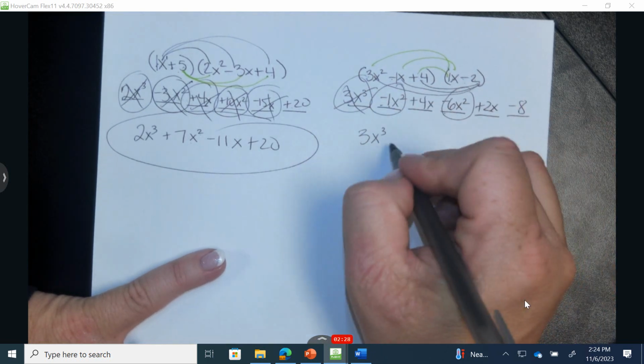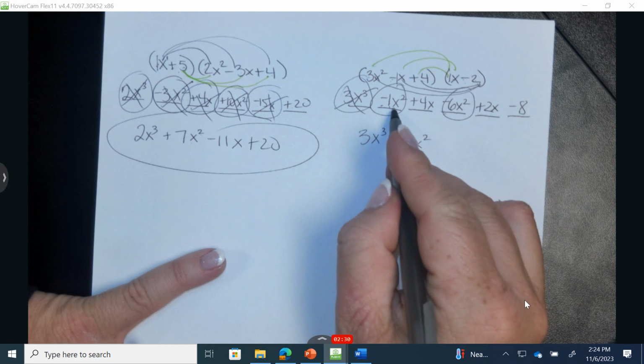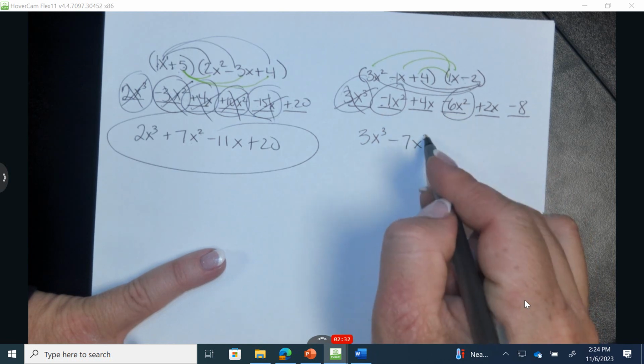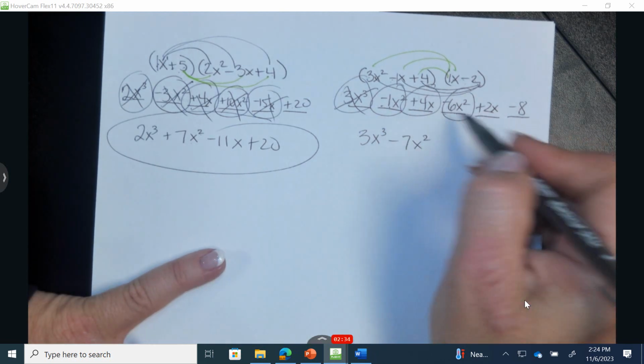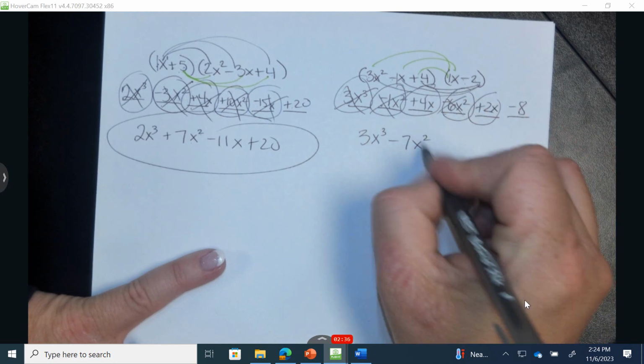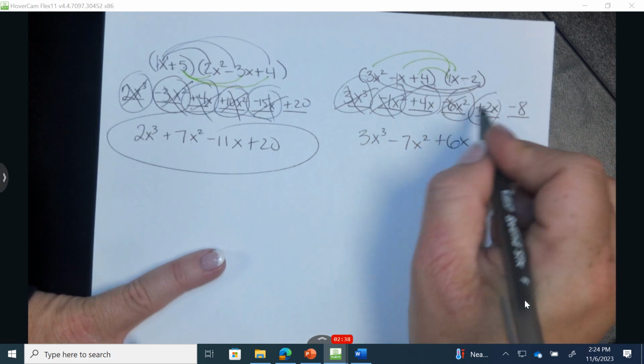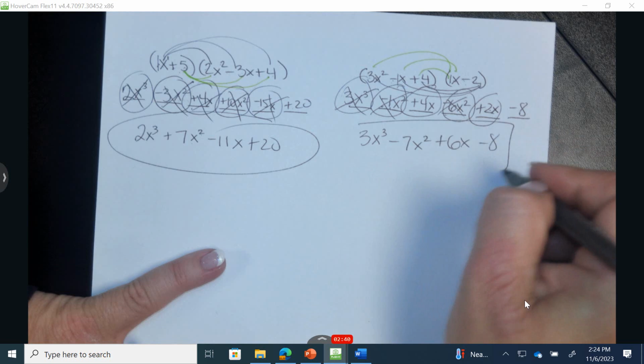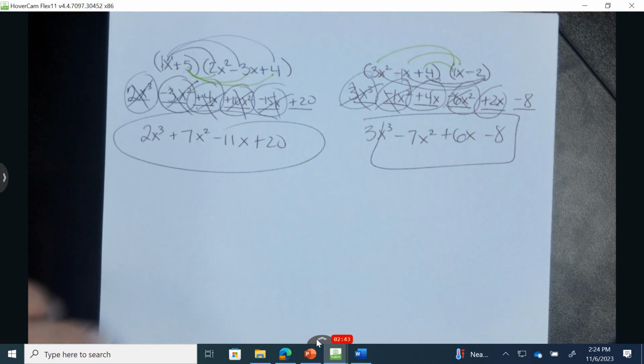Negative 1 and negative 6 combine to give you negative 7. Again, remember to keep the variable and the exponent the same. Positive 4 and positive 2 combine to give you 6. Keep the exponents the same, and we bring down the negative 8. Let's look at 2 more.